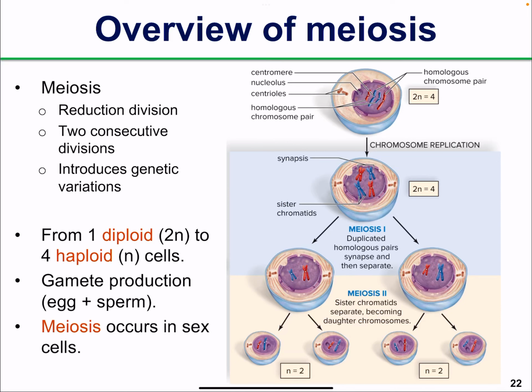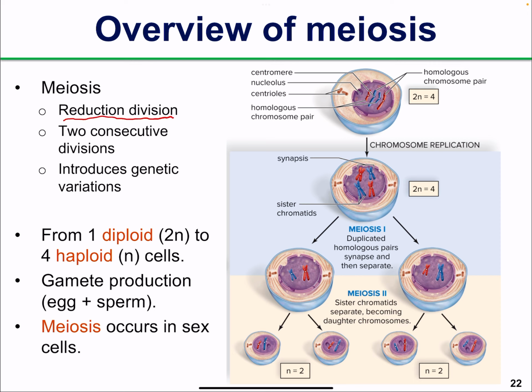So let's take a look at meiosis. Meiosis is basically the process by which our body is going to produce reproductive cells. These reproductive cells are also called sex cells. Another name for these reproductive cells is gamete. Now, what is meiosis? Meiosis is also called a reduction division.